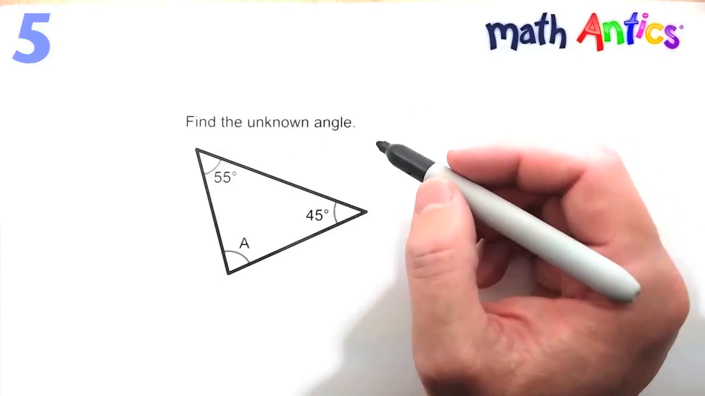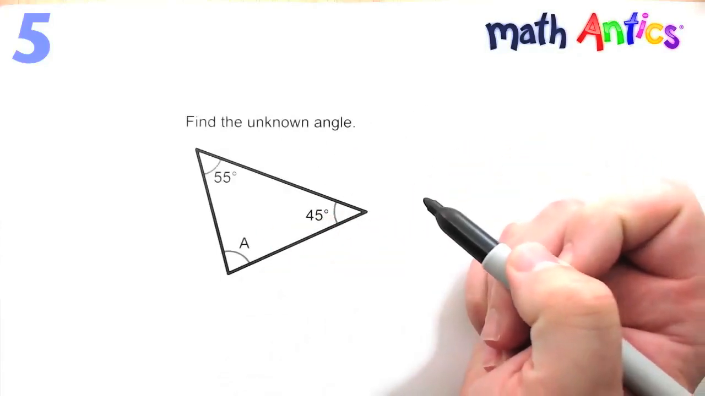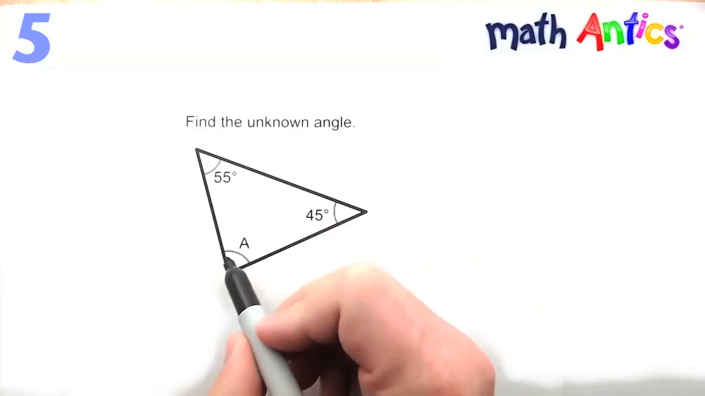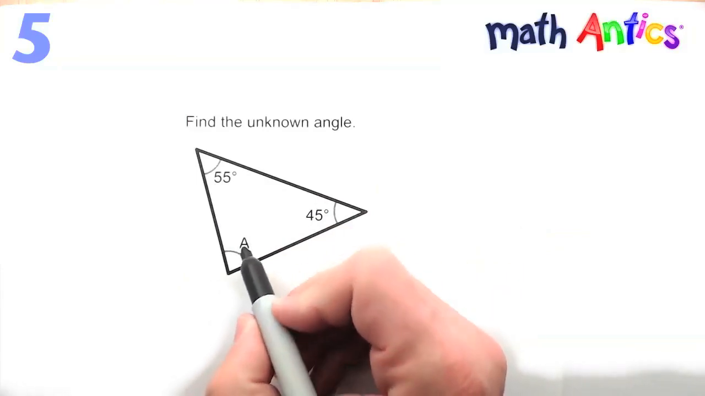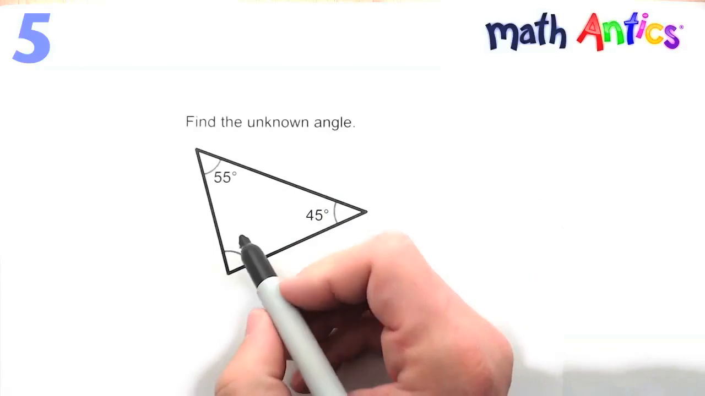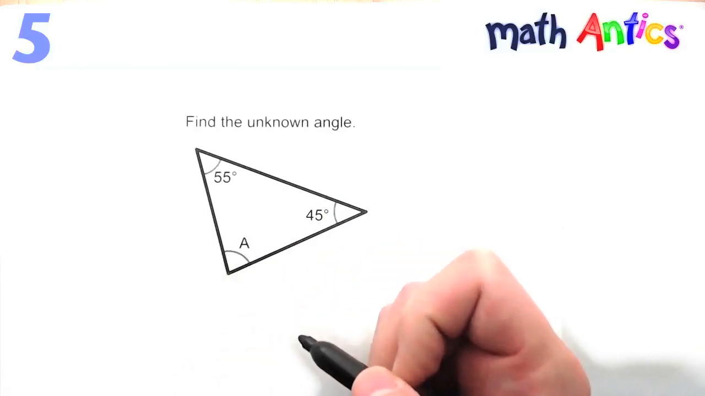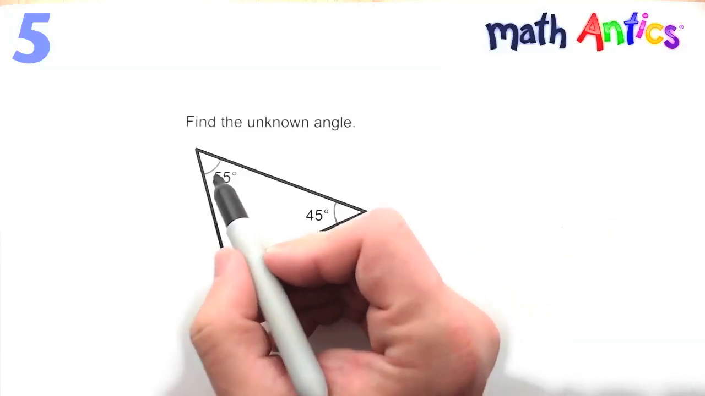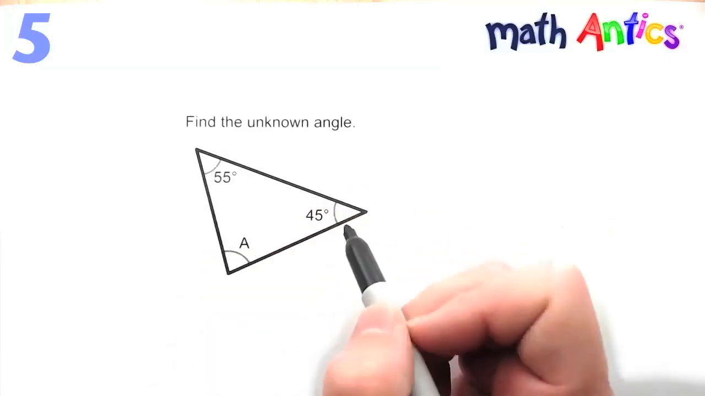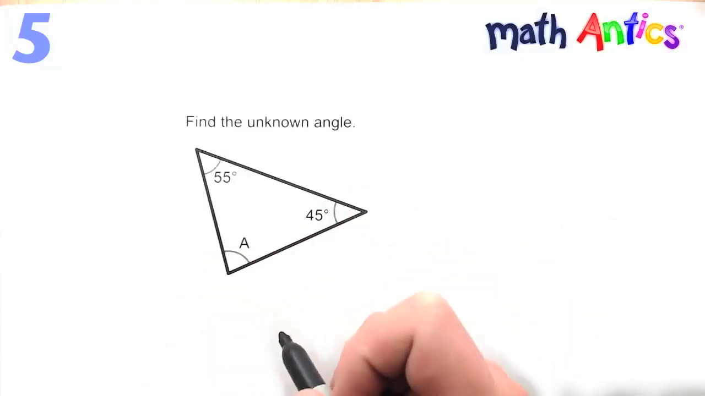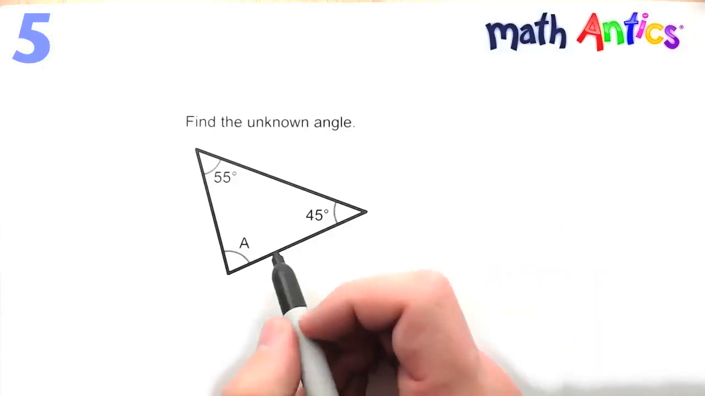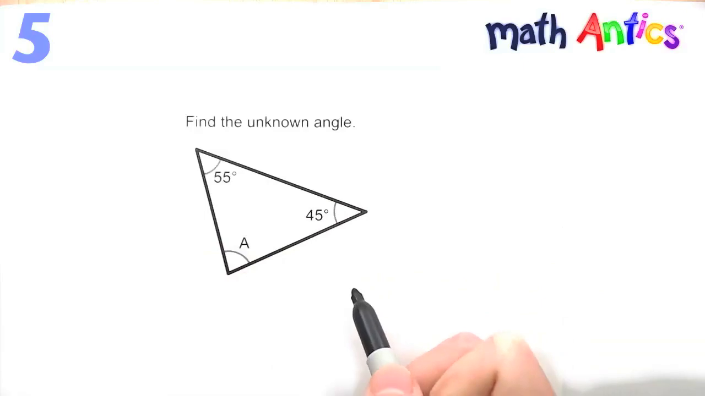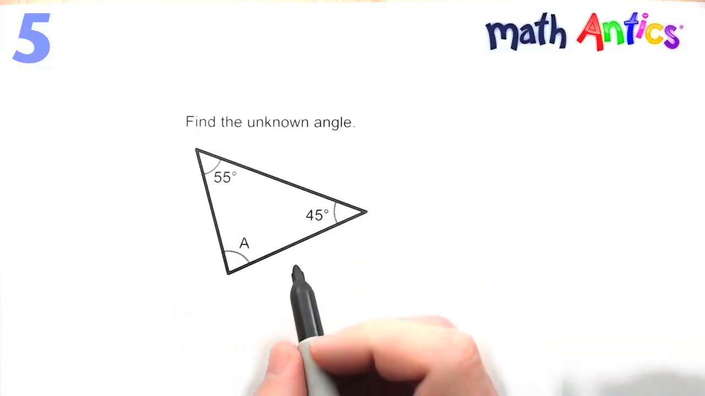And for this problem, we need to find the unknown angle. Both of these angles here have their measurement written out, so this angle is the unknown angle. It's labeled A, and we need to find out what measurement angle A is. And the way we're going to find that out is by remembering that if you add up all of the angles inside a triangle, it'll equal 180 degrees. So whatever is left over after we subtract these angles from 180 degrees is what this measurement will be.